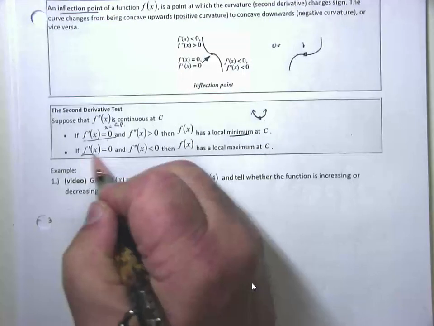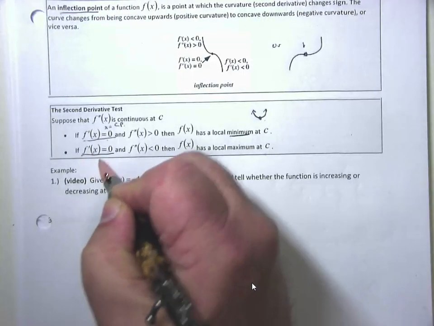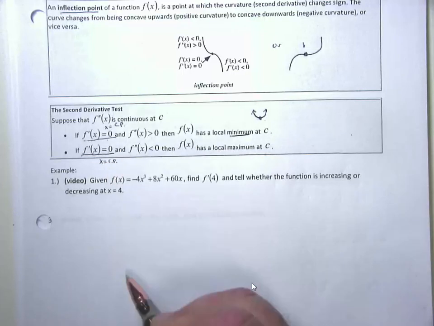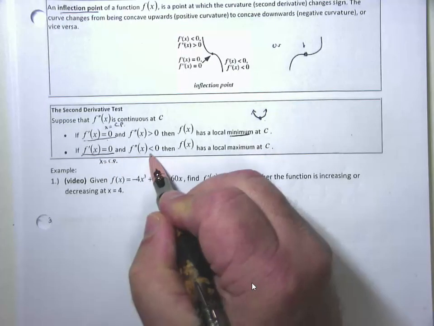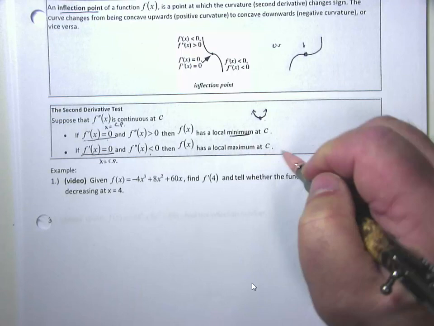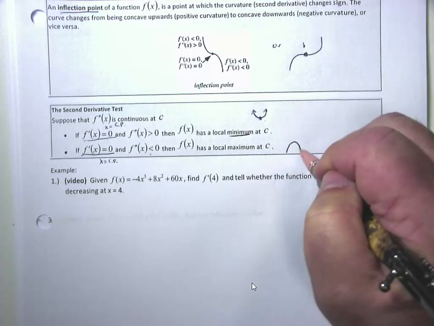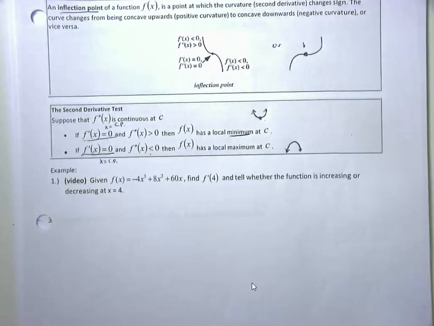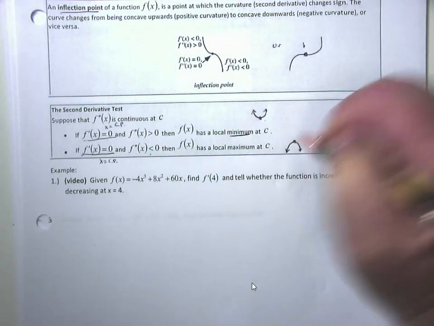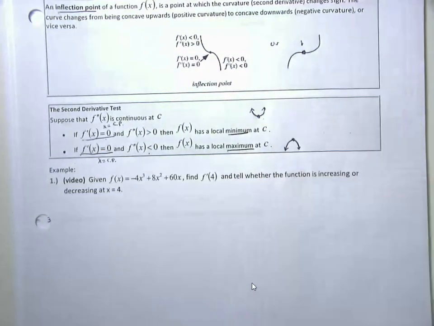And once again, if I got the first derivative equal to 0, which means x equals a critical point, and the second derivative is negative at that point, a negative second derivative means it's concave downward, and I got a max min point. Well, what kind of max min point does it have to be? It's got to be at the top, which means it's going to be a maximum.